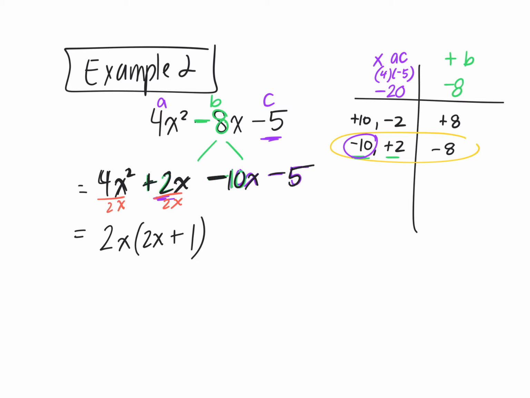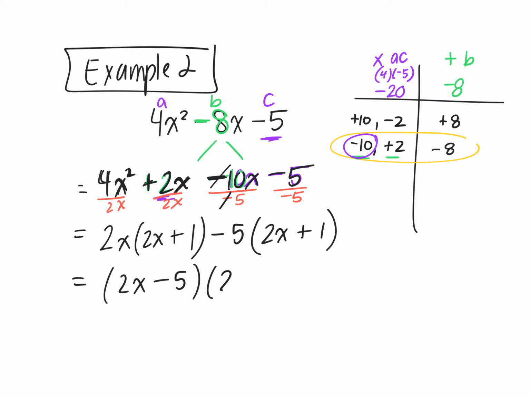If it starts with a negative, factor out the negative, okay? So negative 5. They're both divisible by negative 5. So I'm going to write negative 5, and then what's a negative divided by a negative? Positive 2x plus 1. You get the same number, or the same terms inside the bracket. So we have 2x minus 5 and 2x plus 1.